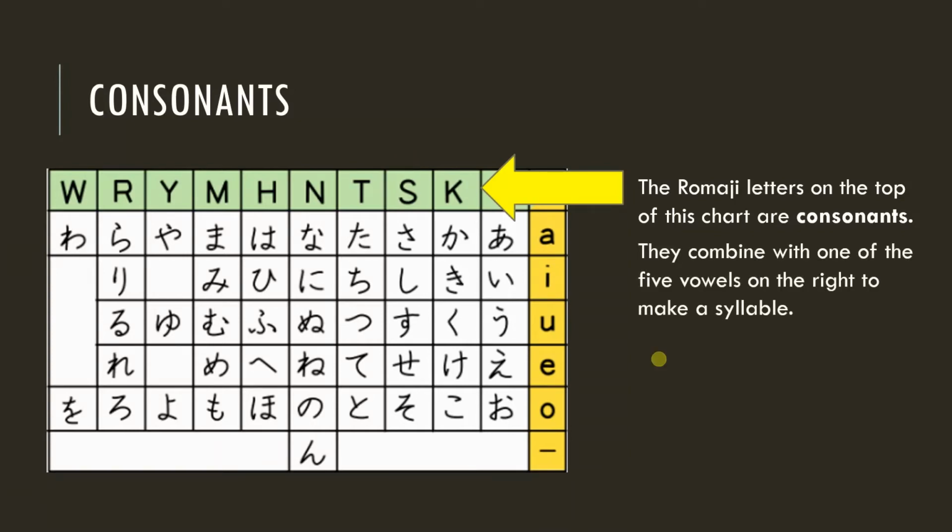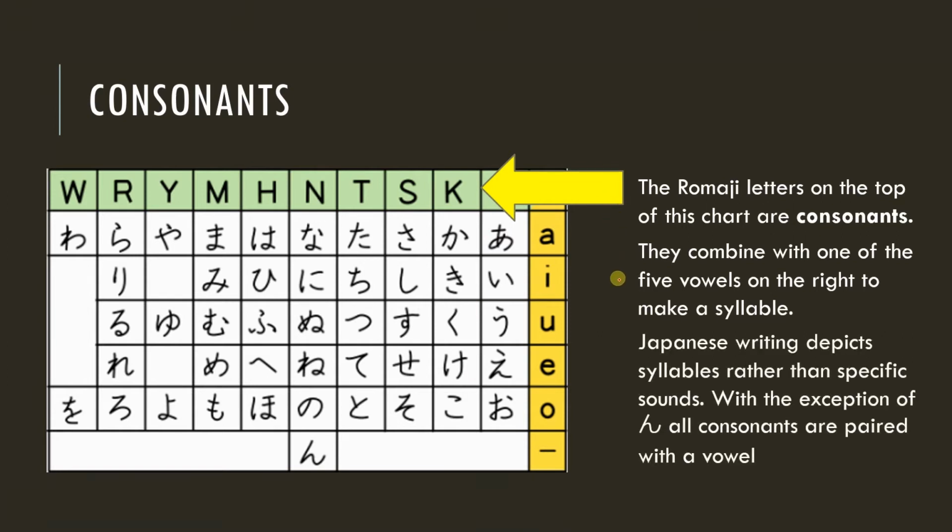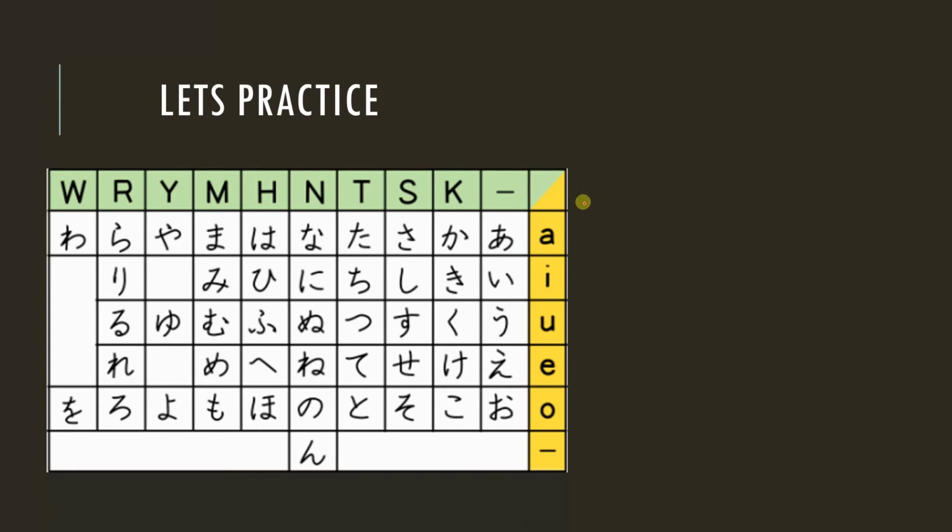So the consonants at the top of the chart, they combine with one of these 5 vowels and together make a syllable. And the Japanese writing, like hiragana, usually depicts syllables rather than specific sounds. And when I say specific sounds, I'm talking about consonants. With the exception of n right here, all hiragana depict a syllable. So let's see how this works. First, we're going to take a consonant like s. And now let's take one of the vowels.